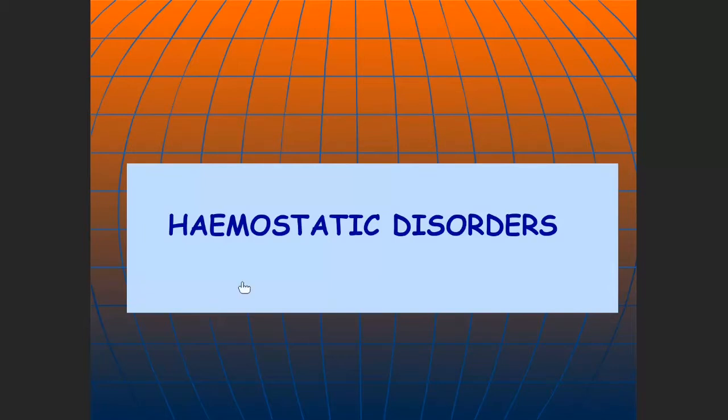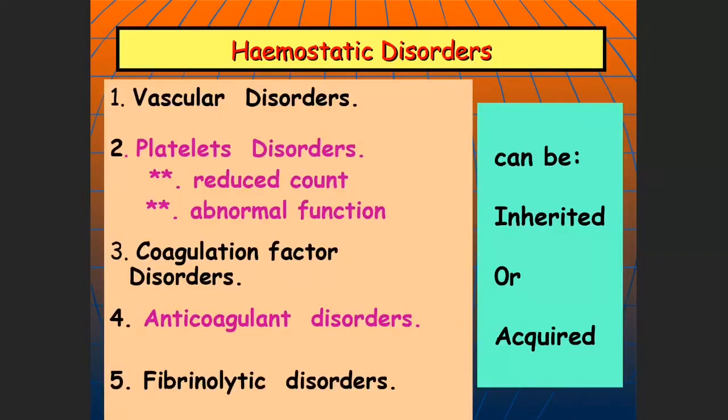Okay, let us move to hemostatic disorders. Diseases of hemostasis arise as a result of either vascular defect, platelet disorder, coagulation factor disorders, abnormality in the natural anticoagulants, or abnormality in the fibrinolytic system. They can be inherited or acquired. All can be inherited or acquired.